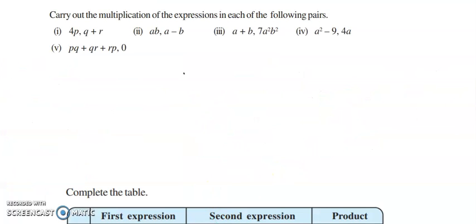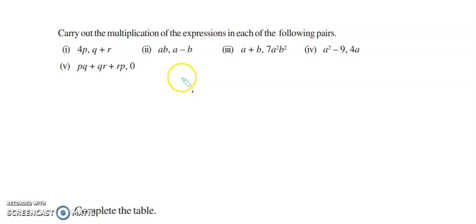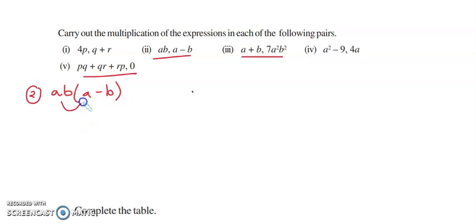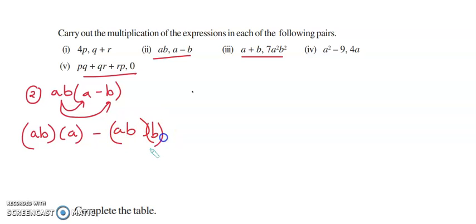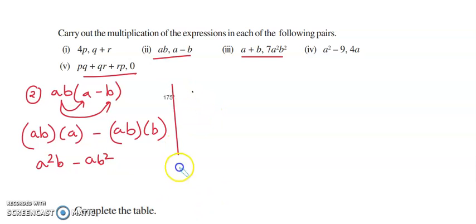Okay. Now here they are saying find the multiplication of these terms. I'm going to do the first one, the second one and the third one. The last is a direct zero, which I'll let you see. The second question. It's AB multiplied by A minus B. AB with A and AB with B. So AB multiplied by A, minus AB multiplied with B. Right? So that will give me what? A square B minus AB square. Correct?